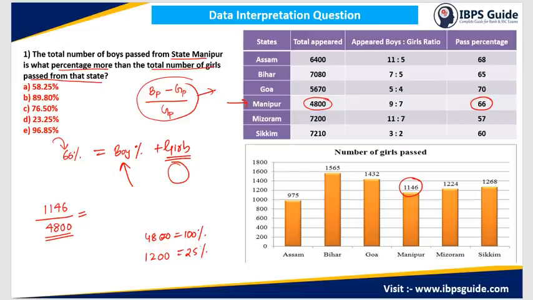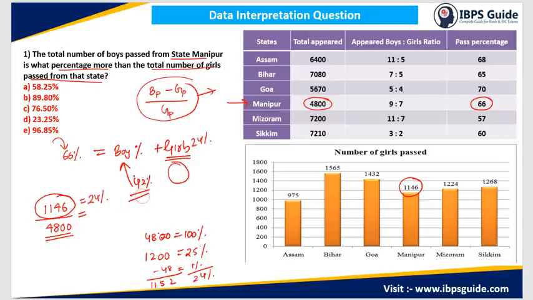So now 1% will be what? 48, because 100% is 4800, so 1% will be what? 48. So if I subtract 48 from here, this will be equal to what? 1% subtracting from 25, so this will become 24%, or I can say that this will be equal to what? 1152. So approximately I can say that the total percentage of girls who have passed from Manipur is what? Approximately 24%. Okay, now if this is 24% and the total is for 66%, I can say that the boys percentage will be what? 42%.